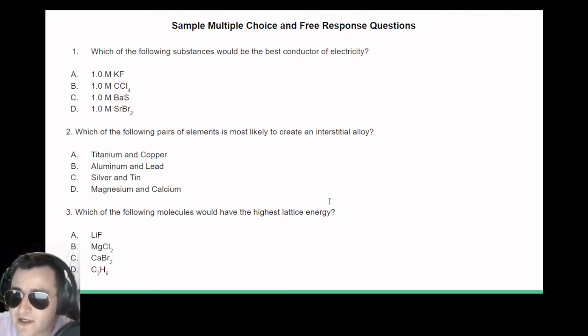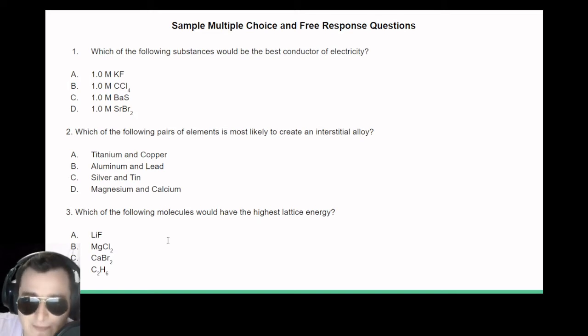And if Coulomb's law is a function of charge as well as distance, well then, what other answer choice can we eliminate out of the gate? And that is A. A is going to be eliminated because lithium has a charge of 1, fluorine has a charge of negative 1. So they're just charges of 1. Whereas both B and C have a metal that is a charge of 2. So A is off the board, and it's between B and C.